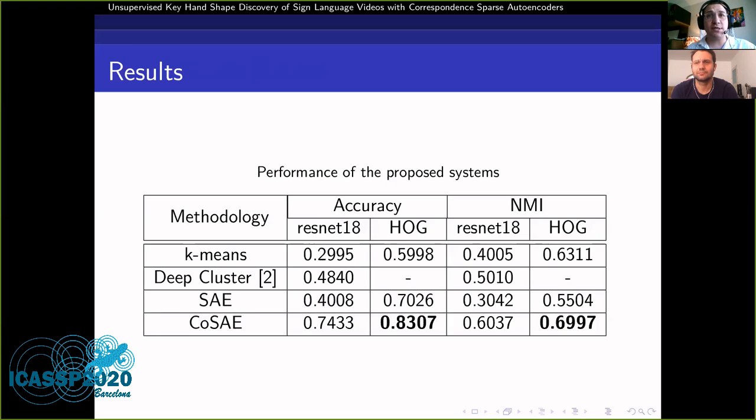One interesting observation is that the improvement brought by the collaborative training is more significant on ResNet 18 bottlenecks, although it also improves the results with HOG. Overall, the best accuracy is obtained with correspondence sparse autoencoder and HOG features. Using the NMI metric also indicates the same results. Correspondence sparse autoencoder gives the best key handshape labeling results.